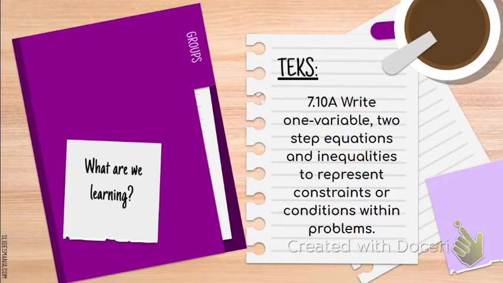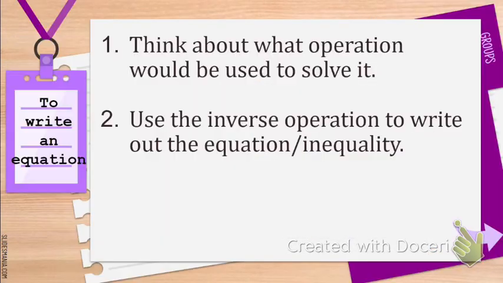All right, hey Rams. Today's standard is to write one variable, two-step equations, and inequalities to represent constraints or conditions within problems. Basically, we read a word problem, we write the equation that goes with it, okay? All right, so what you were taught in 6th grade is to think about the operation that would be used to solve a problem and then use the opposite to write your equation.